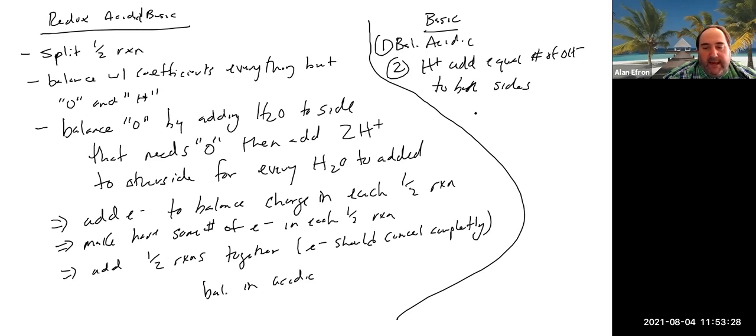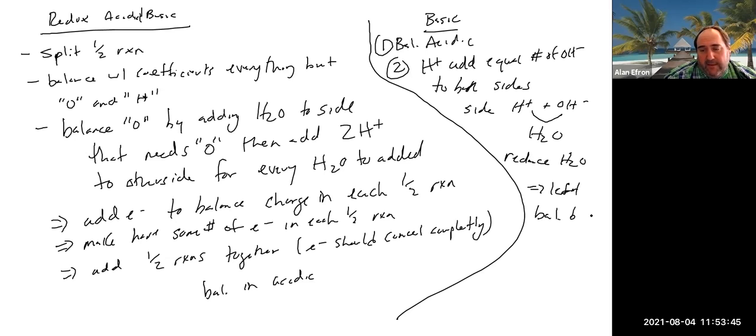And the side that has the H plus and OH minus together, you want to combine to make water. And then you usually have to reduce down the water. And what you're left with at the end of all that is your balanced equation in basic conditions. So we did a lot of work on that. We did a whole lab on that, a couple of labs, I think.